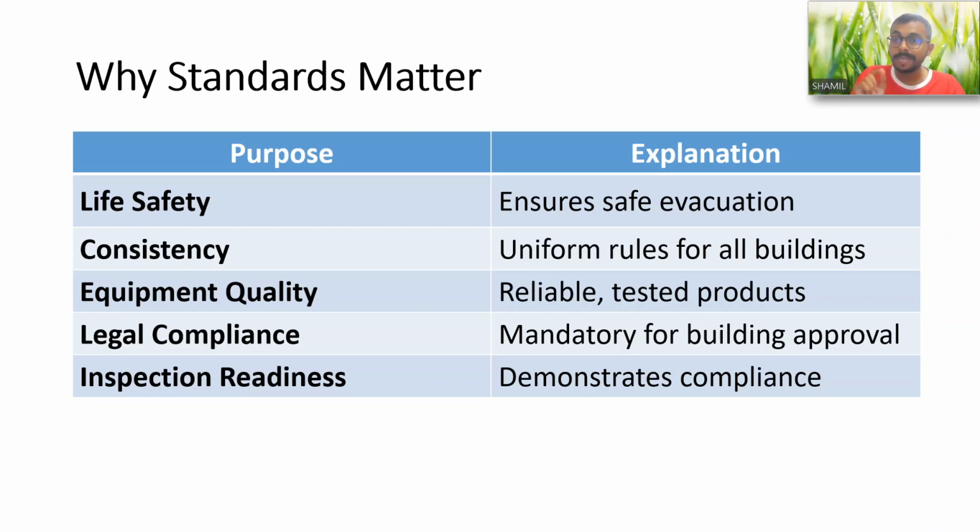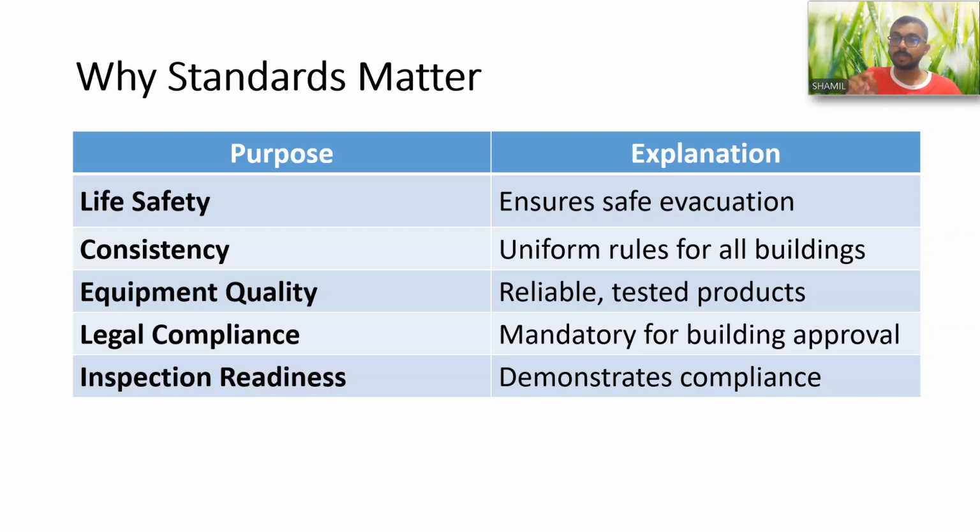The third one is equipment quality. The reason is that we cannot depend only on the design and installation aspect of the emergency exit light. We can only achieve the goal of life safety, or the design and installation requirements, when the equipment is reliable and safely tested. If the equipment is of good quality, then only can we achieve life safety. So that is number three.